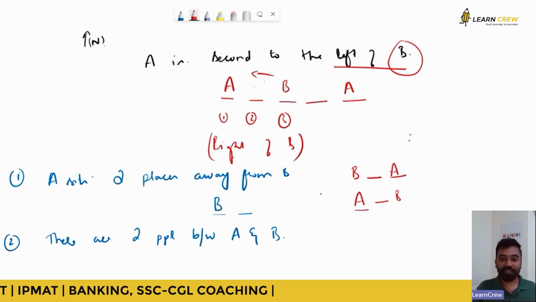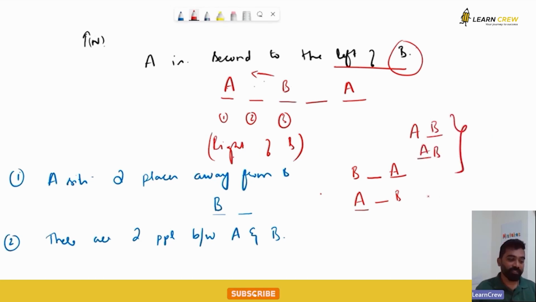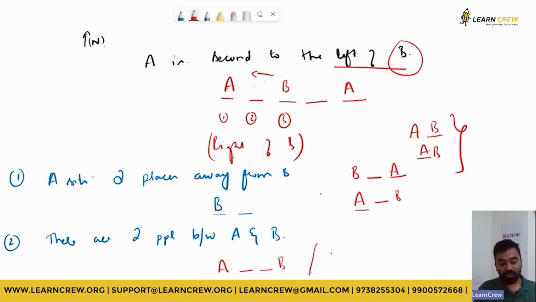Now, if I am telling A is 1 place away from B, it can either be this one or this one. Fine. This is 2 places. When I'm telling there are 2 people between A and B, in this scenario it becomes exactly 2 people between A and B.